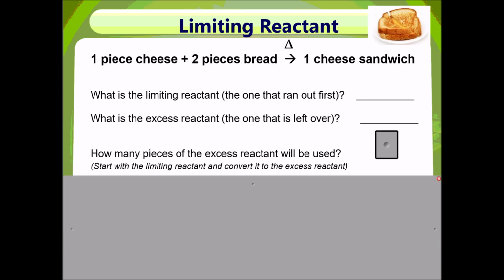What is the limiting reactant in this case? In other words, which ingredient ran out first? Well, that would be the cheese. What is the excess, or the one that is left over? The bread. The next question asks, how many pieces of the excess reactant will be used?